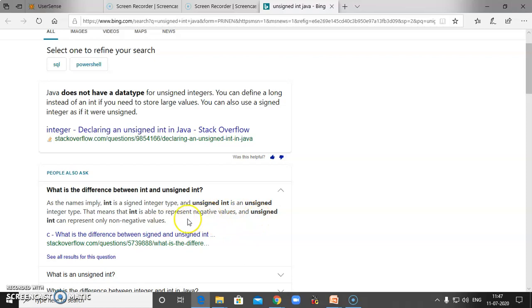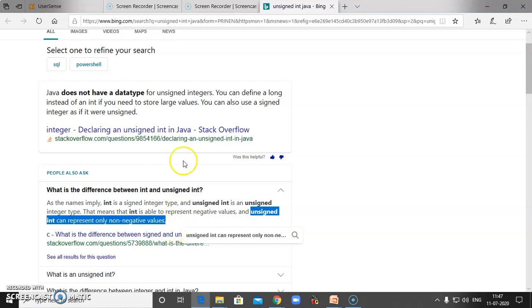So I hope it is clear to everyone. Whenever we are talking about unsigned integer, it means it can only use positive values, that is, it can represent only non-negative values. Okay. Now we will continue with the same.